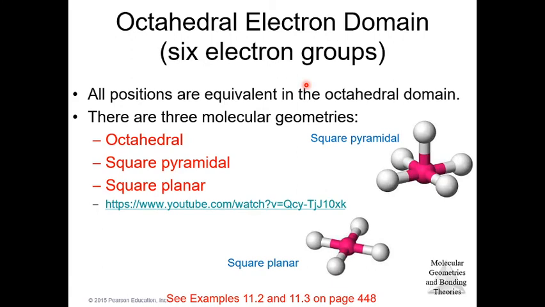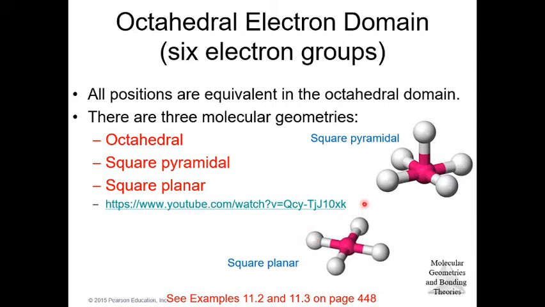Okay, so if you have an octahedral domain and you have 6 electron groups, all positions are equivalent. And we have 3 possible molecular geometries. Octahedral, if all your electron groups are bonds. Square pyramidal, if you have 1 lone pair, and that's this guy over here, and you imagine there's a lone pair down there. Okay, and then you have square planar where you have 2 lone pairs and 4 bonds. This is 1 lone pair and 5 bonds, 2 lone pairs and 4 bonds. And this is what that looks like, square planar.